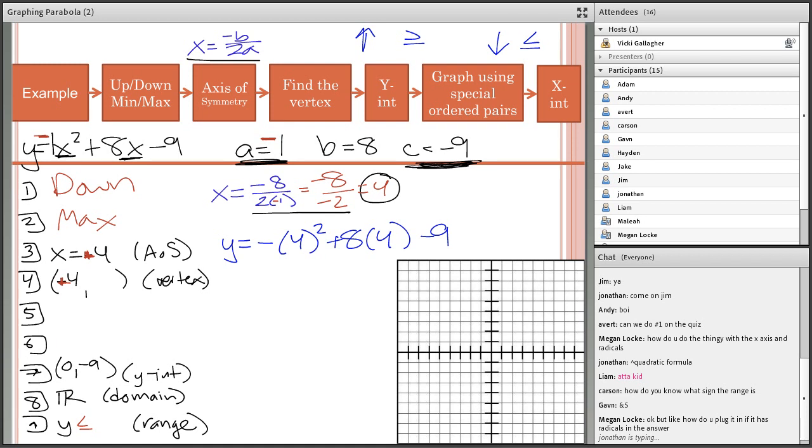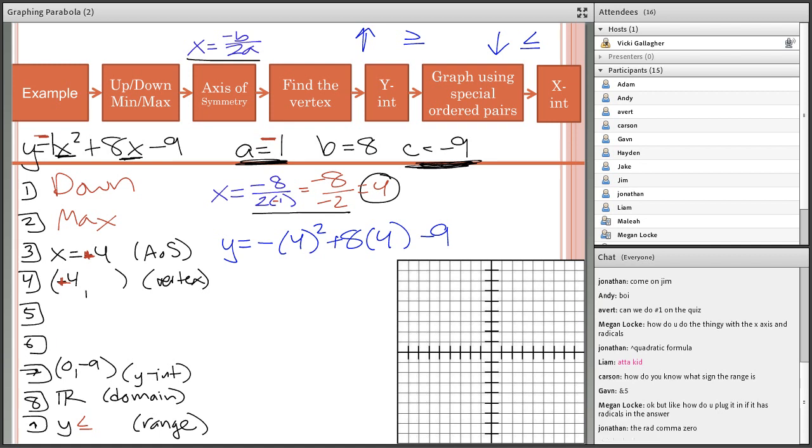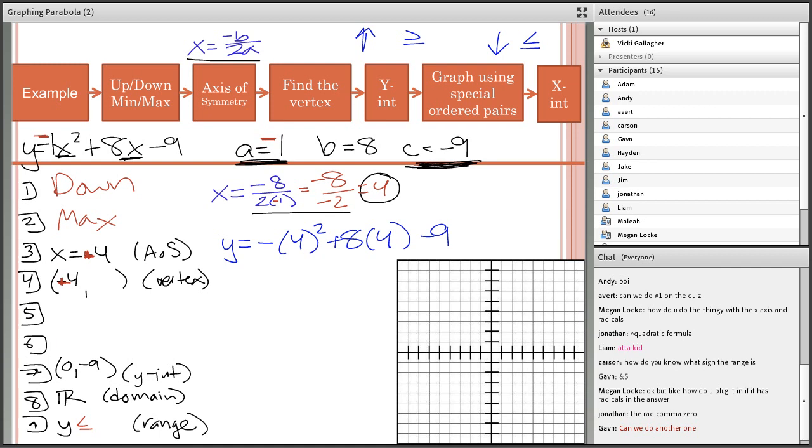How do you plug it into what? When you're done with the quadratic formula, you just write it as an ordered pair. Blah, blah, blah, blah, blah, comma 0. Yeah, that's right. It's going to look really funky and weird, but that's just what it looks like.